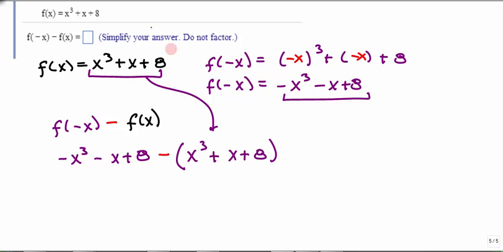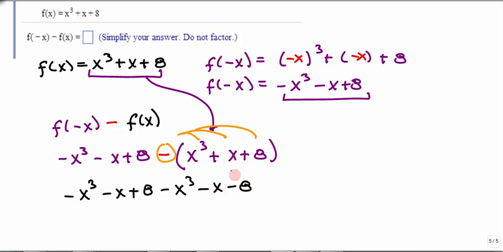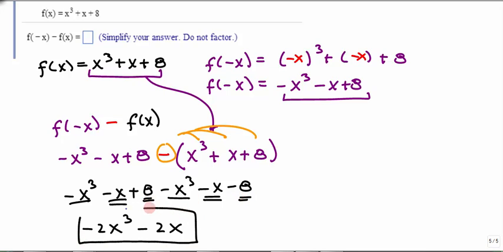And then to simplify, what we need to do is take the negative and distribute. So I'd have a negative x cubed minus x plus 8 minus x cubed minus x minus 8. And then of course we can combine some like terms. I have a negative 2x cubed, minus x minus x is a minus 2x, and 8 minus 8 is 0. So my solution here is a negative 2x cubed minus 2x. Now you have to be careful when you're entering these values. You have to make sure you always put parentheses around the base, whether it's positive or negative, because that'll make a difference in your solution.